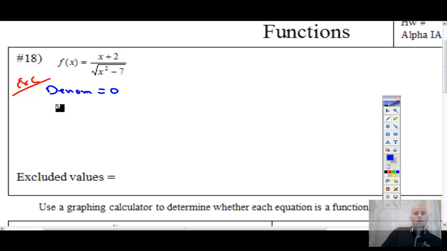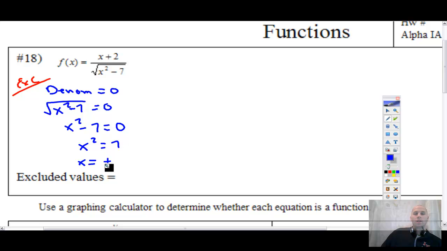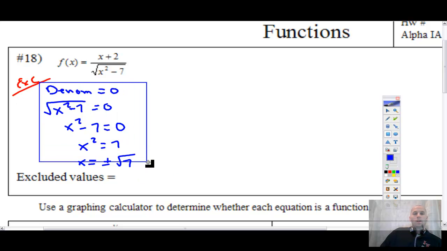I get the square root of x squared minus 7 equals 0. To get rid of the square root, I square both sides, add 7 to both sides, square root both sides. When you take an even root, you get plus or minus. So from setting my denominator equal to 0, I got that x is plus or minus the square root of 7. I also need to take my radicand. Radicand is defined as what's inside the radical. Set it less than 0 and solve it.